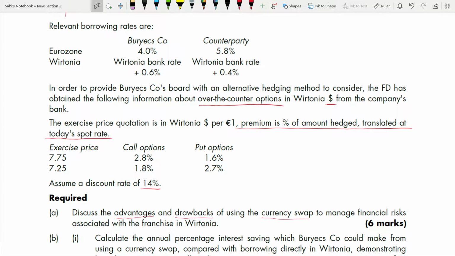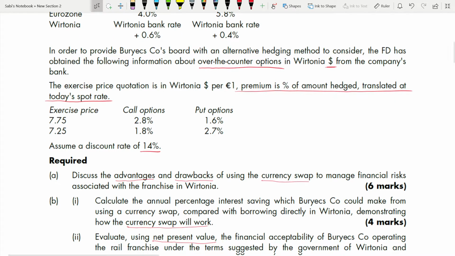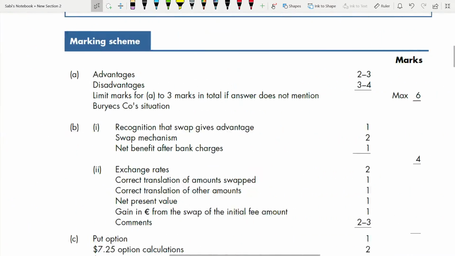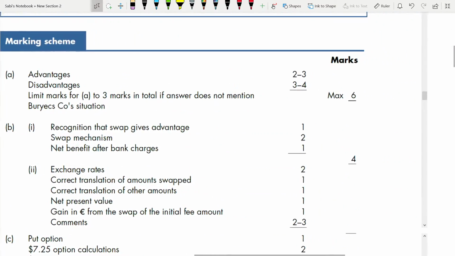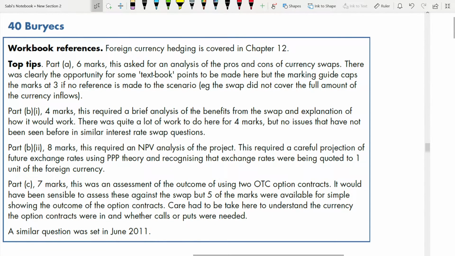Now first we are going to discuss A, advantage and disadvantage of currency swap. And then we are going to show how the currency swap works, and then the net present value, and then the options and swap. So first, before we go, please see this thing, right? Top tips, part A, 6 marks.